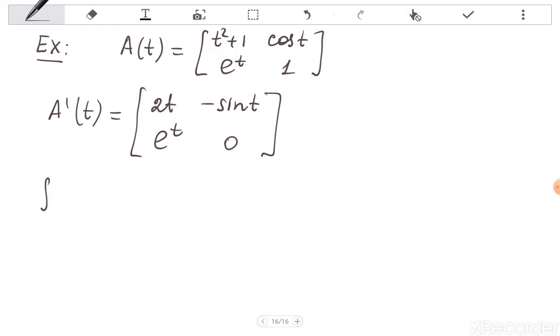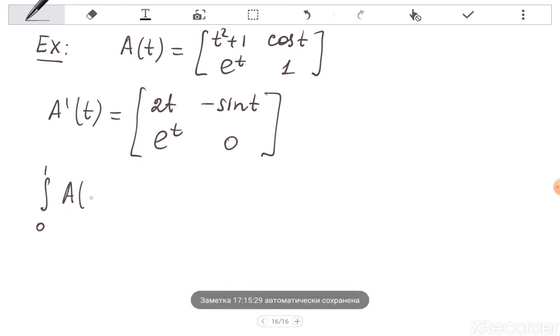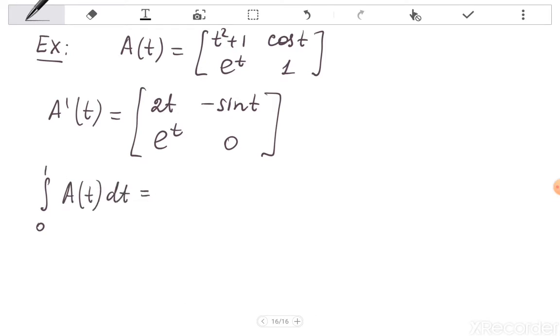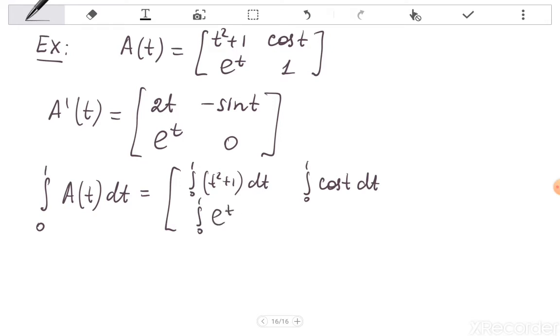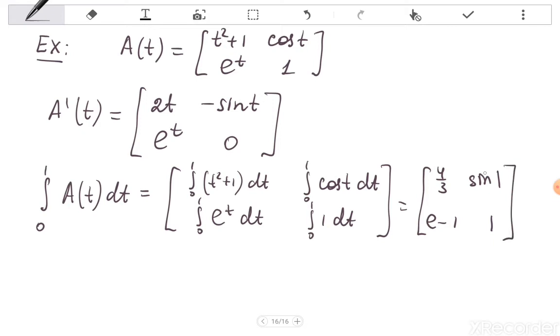And assume we need to find the integral from 0 to 1 of A(t) dt. What we do, we find all the integrals. The integral from 0 to 1 of t squared plus 1 dt, the integral from 0 to 1 of cosine t dt, the integral from 0 to 1 of e to the t dt, and the integral from 0 to 1 of 1 dt. You can check that this is 4/3, sine 1, e minus 1, and 1. So this new matrix is the integral of this matrix A(t).